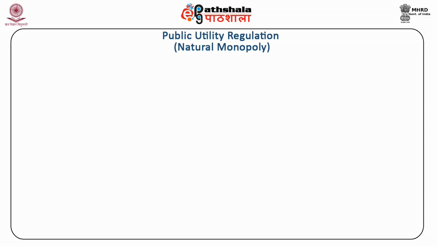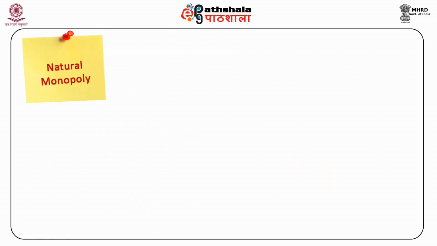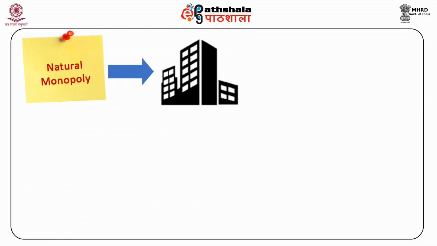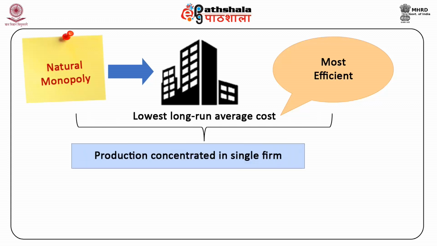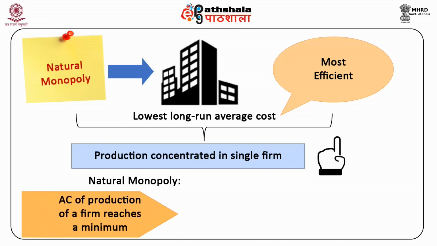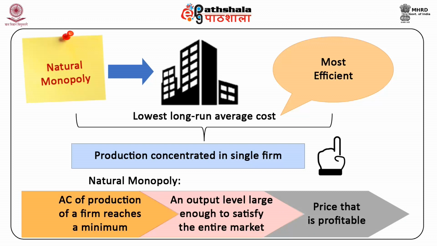Public utility or regulation, that is natural monopoly. A natural monopoly is a monopoly in an industry in which it is most efficient, involving the lowest long-run average cost, for production to be concentrated in a single firm. Natural monopolies arise when the average cost of production of a firm reaches a minimum at an output level large enough to satisfy the entire market, that too at a price that is profitable.